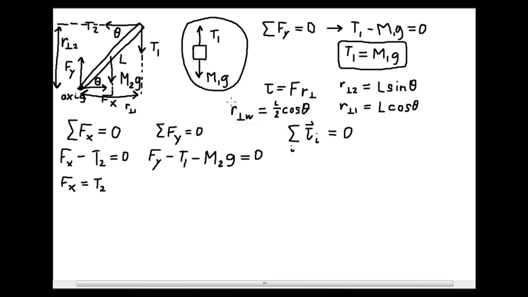And we will take the counterclockwise direction to be positive. So T2 will exert a torque about the axis that would be counterclockwise. T1 and M2G exert torques that would be clockwise, so they will become negative. So in the positive direction we have T2, and R perp 2 we know is L sine theta.